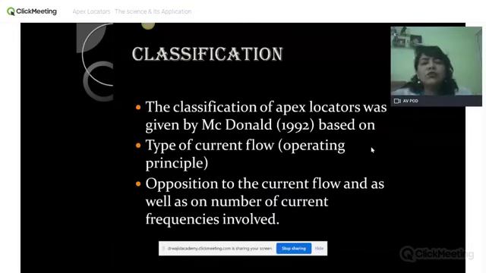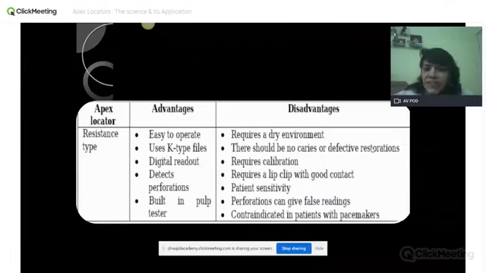Now that we know so much about Apex Locators, let us have a quick look at how they have been classified and how they are provided to you in different forms. The basic classification is on the type of current flow, that is the operating principle, and the second classification is based on the opposition to the current flow, like we discussed, as well as on the number of current frequencies that are involved. A quick look. We have the resistant type of electronic Apex Locators.